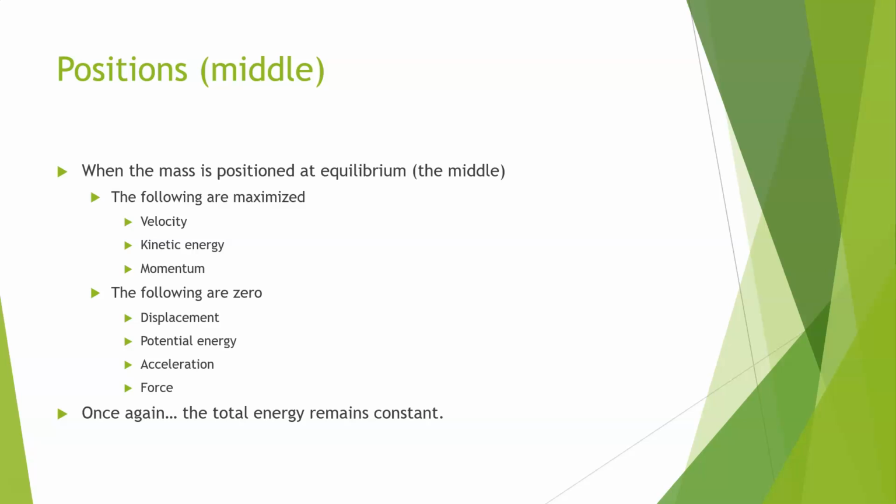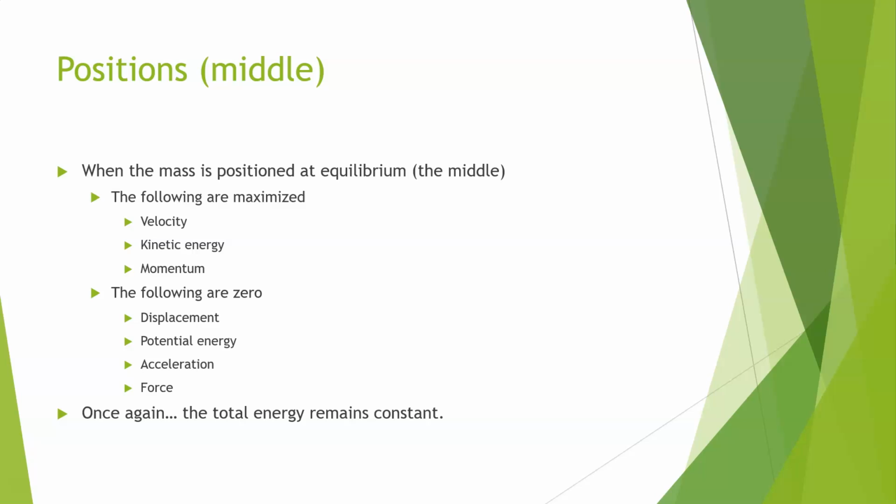When the position is in the middle, or in the equilibrium position, the velocity, kinetic energy, and momentum are maximized. The displacement is 0. The potential energy would ideally be 0. The acceleration and force may not be 0 for the pendulum, but for the spring it would be 0. Once again, your total energy would stay the same.